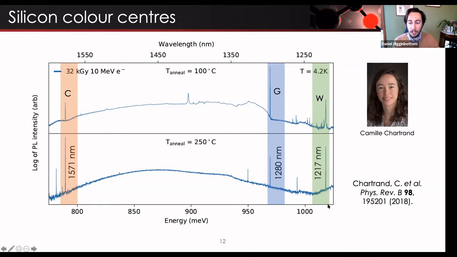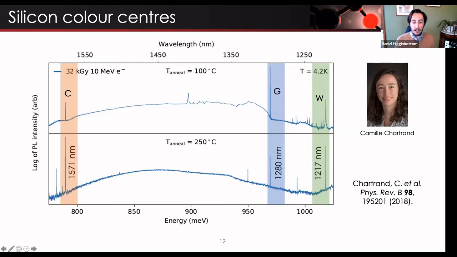So this sample that we're looking at has been irradiated with electrons to produce damage, and that's what's given us the damage centers that we're looking at here. So these bright lines here each correspond to lines, and I've labeled a few of them: the C color center, the G color center, and the W color center, and I've shown their corresponding wavelengths.